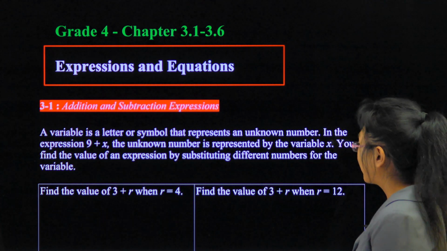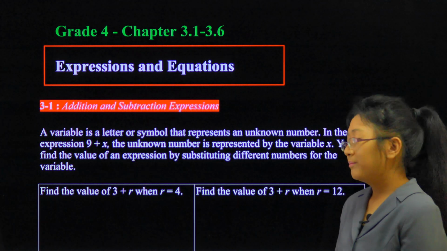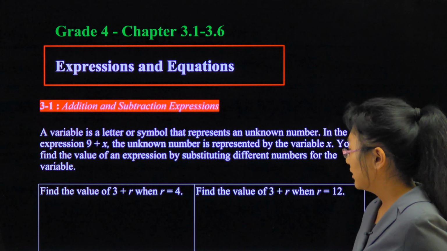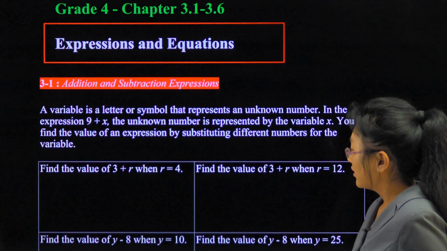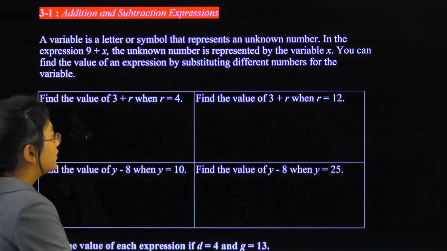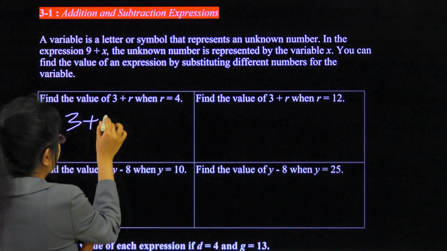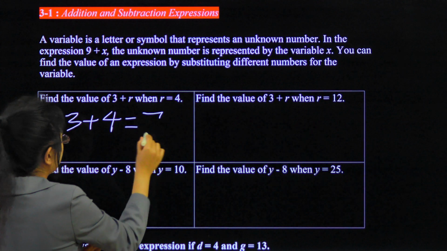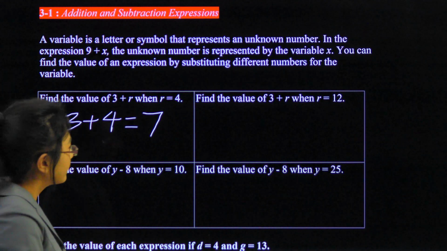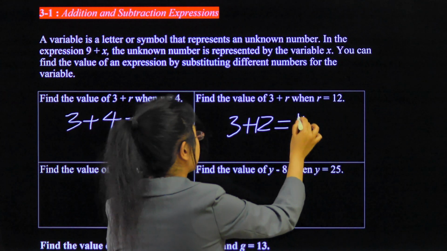You can find the value of an expression by substituting different numbers for the variable, or you could balance the equation. But right now, we're just going to substitute. Find the value of 3 plus r when r equals 4. That means that 3 plus r is 3 plus 4, since r is equal to 4. Therefore, 3 plus r when r is equal to 4 is equal to 7. 3 plus r when r is equal to 12 is equal to 3 plus 12, which is equal to 15.